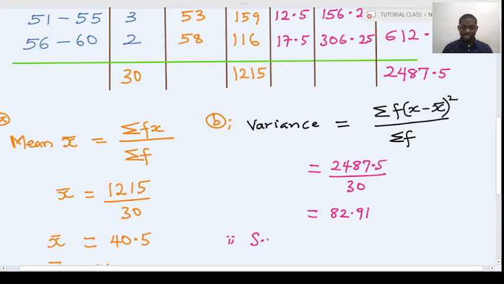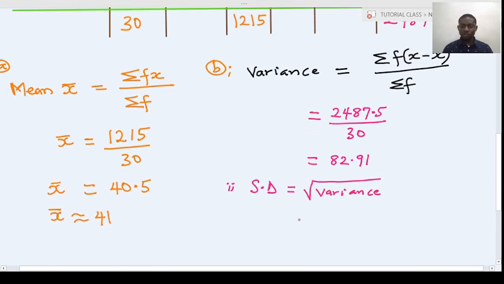Now the next thing is the standard deviation. Standard deviation is the square root of variance, which means we are going to find the square root of 82.91. When you do that, it's 9.10 something, maybe 9.104. Okay, so this is the standard deviation. We can approximate the standard deviation to be 9, but we must show all this. So this is how we determine the mean and the standard deviation for grouped data.